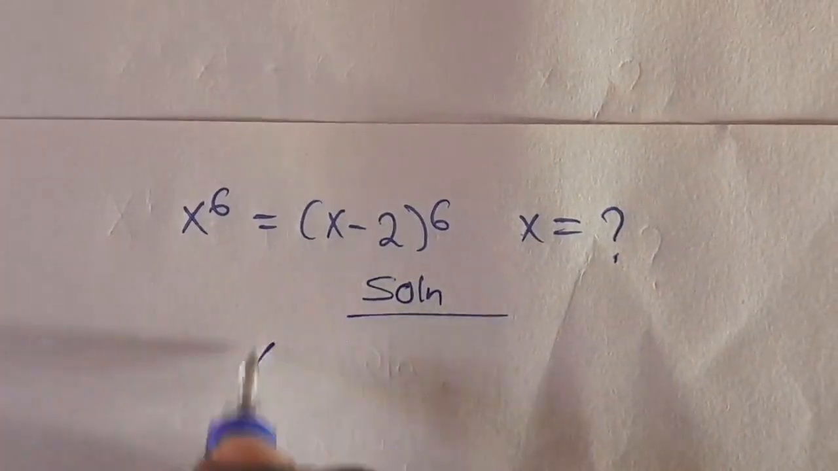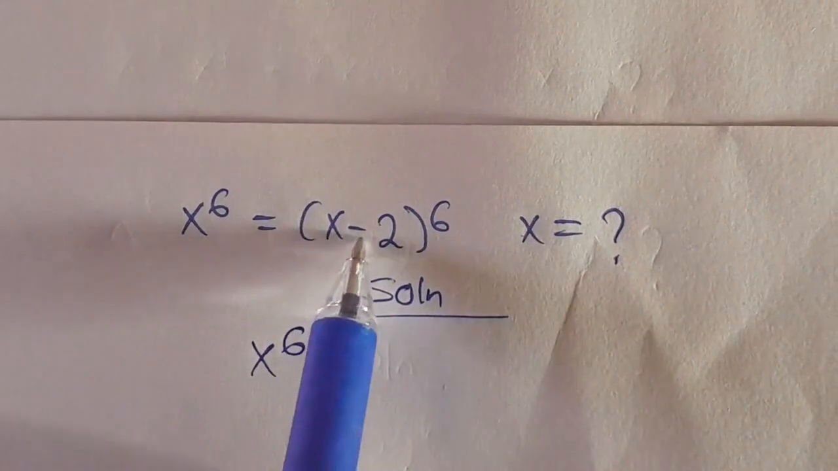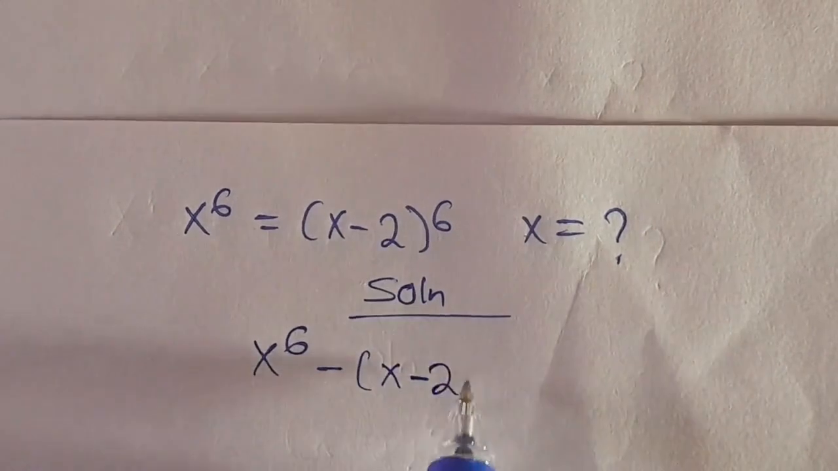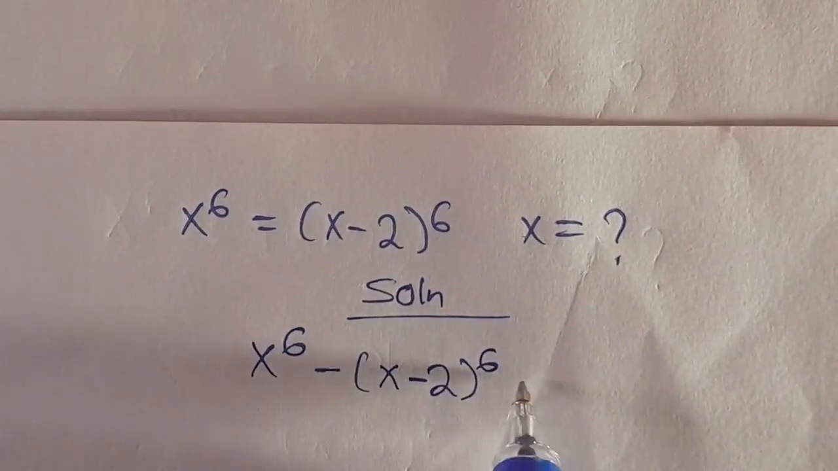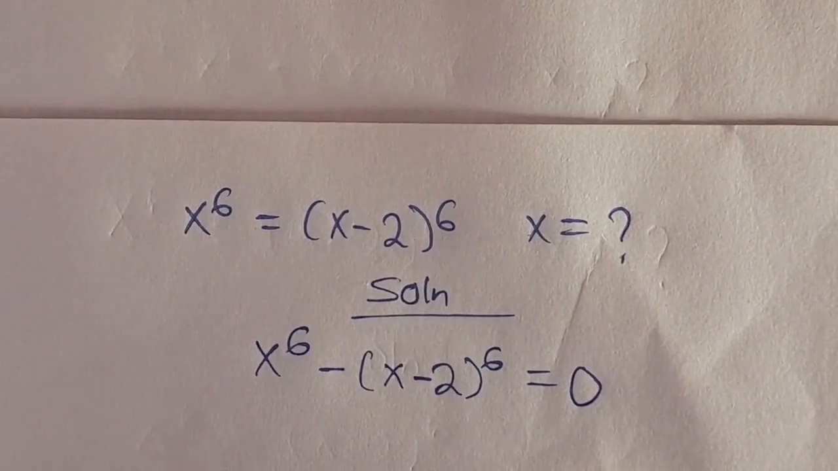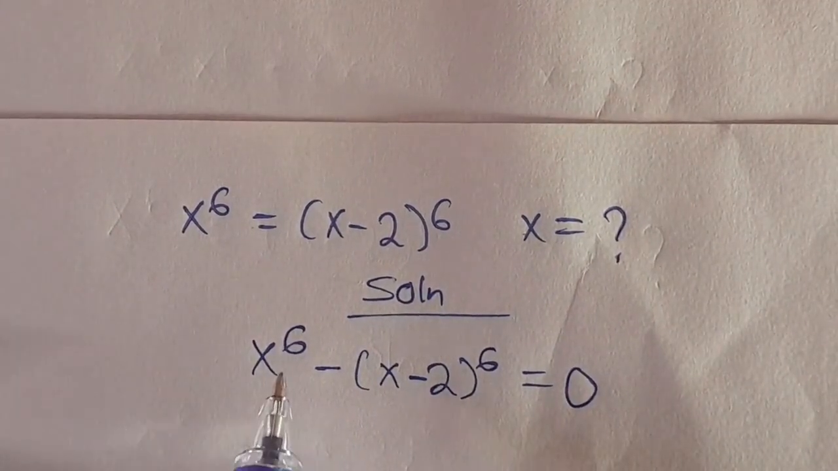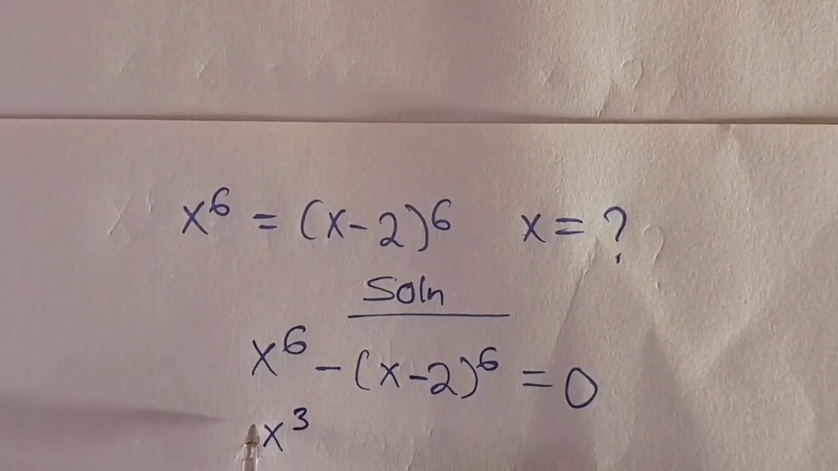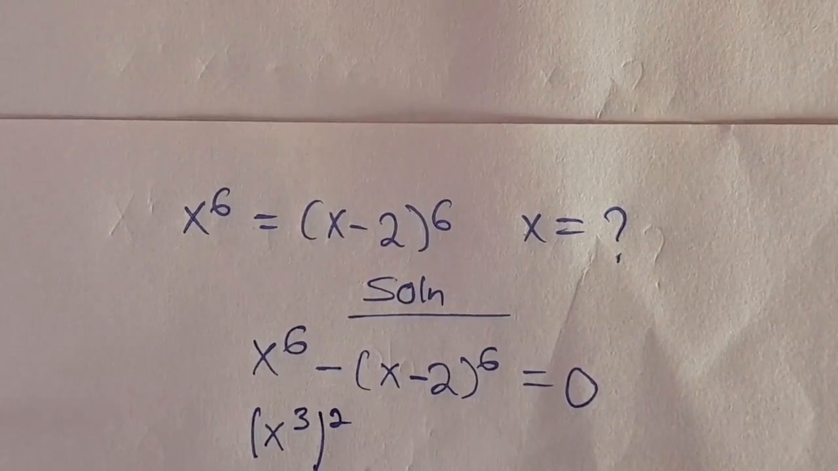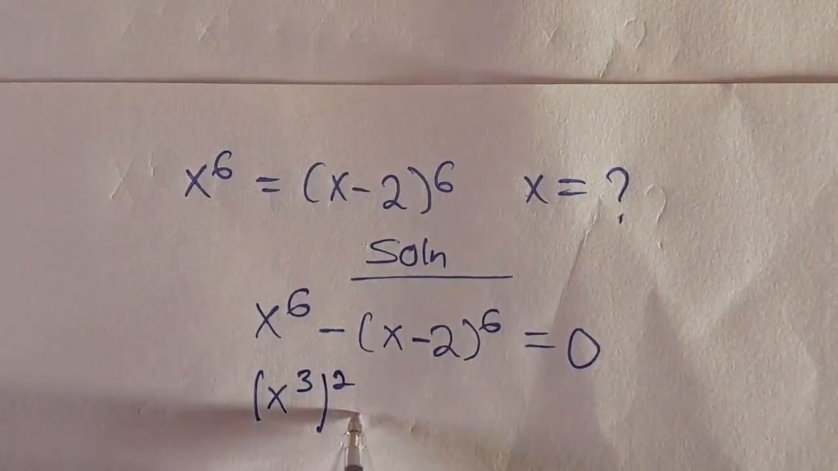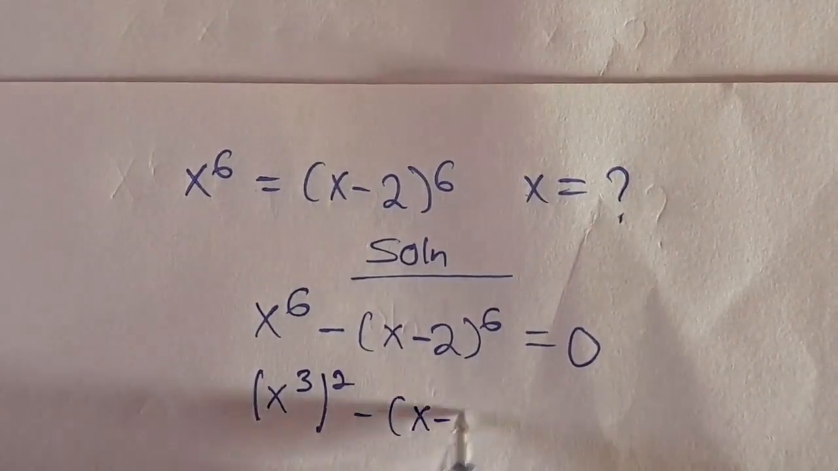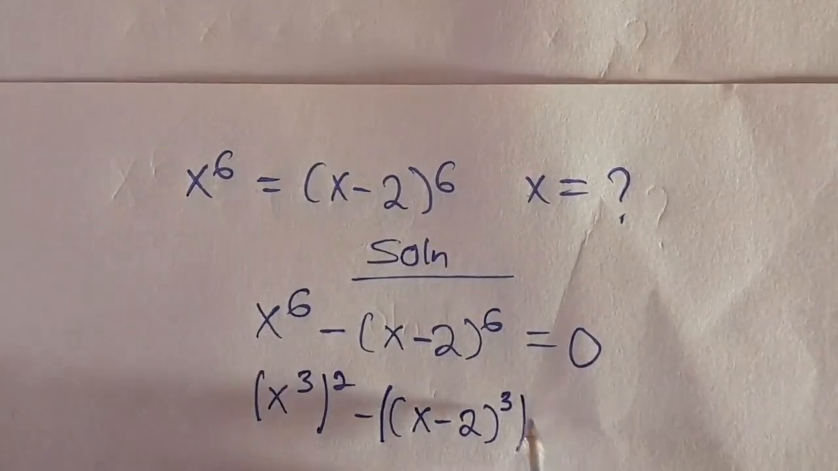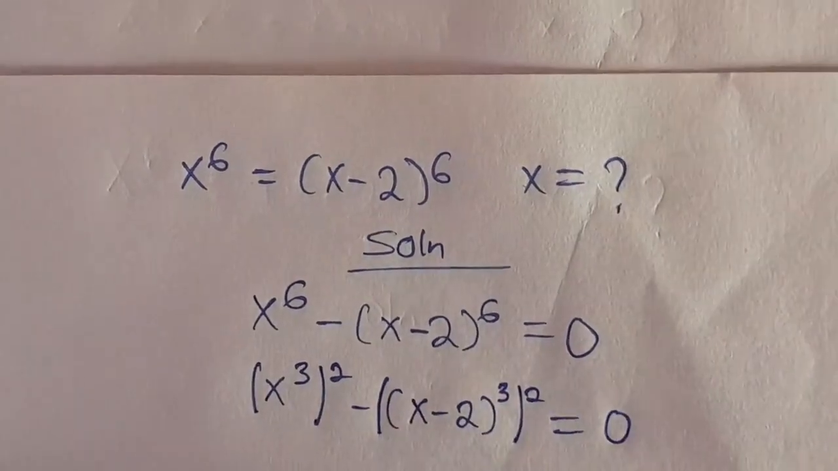So from here we have x raised to the power 6. Now by taking this one to this side, we have minus (x minus 2) all raised to the power 6, then everything equals 0. So let's write this x in the form of (x raised to the power 3) all raised to the power 2, minus ((x minus 2) all raised to the power 3) again raised to the power 2, equals 0.